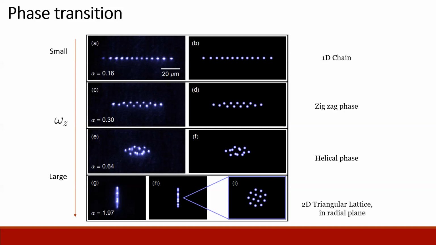You can see them go through the series of structural phase transitions from a chain at the top to a two-dimensional zigzag phase, back into the three-dimensional helical phase, and then finally into a two-dimensional lattice in the radial plane. There's a lot of applications like entangling or encoding these ion qubits during simulations where it's really important to know the exact locations of ions inside of these particular crystal configurations.